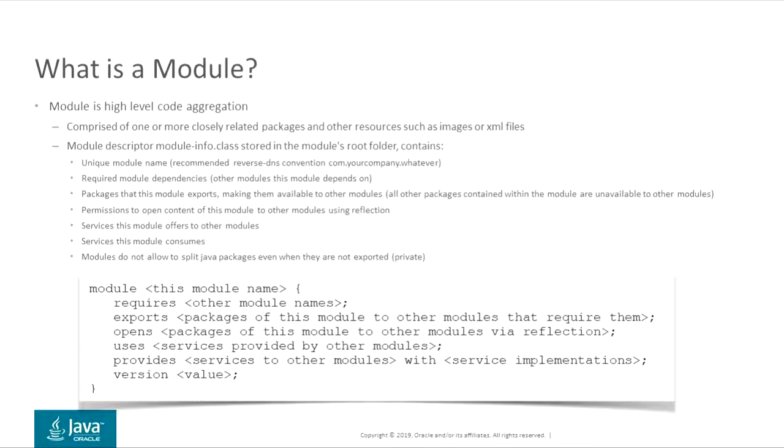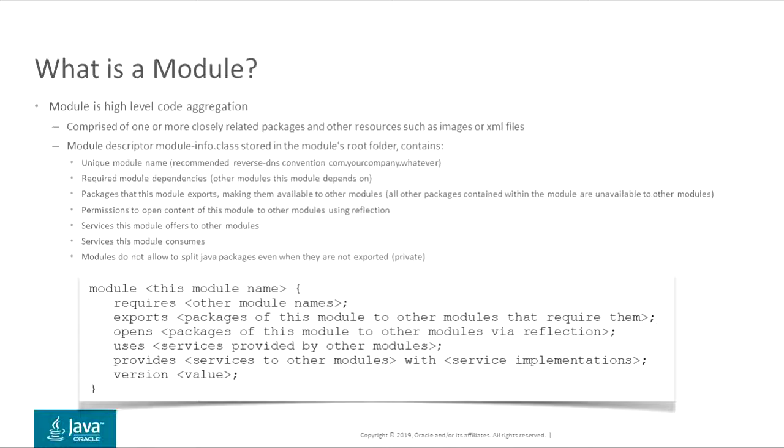A module is a high-level code aggregation. The point of the module is to put all closely related packages together, classes, related resources, pictures, files, whatever you need, and describe them as one physical deployment unit.